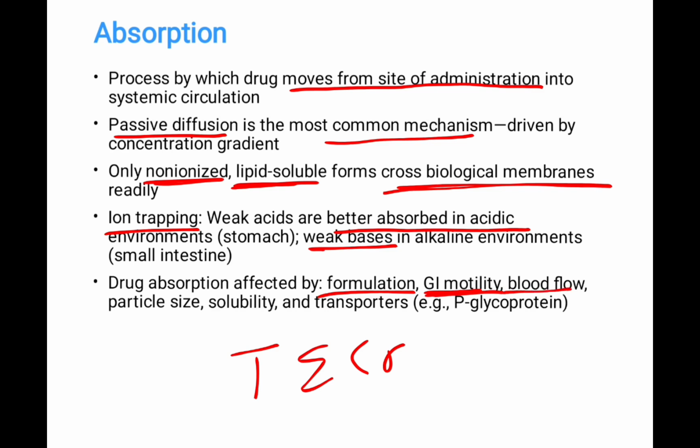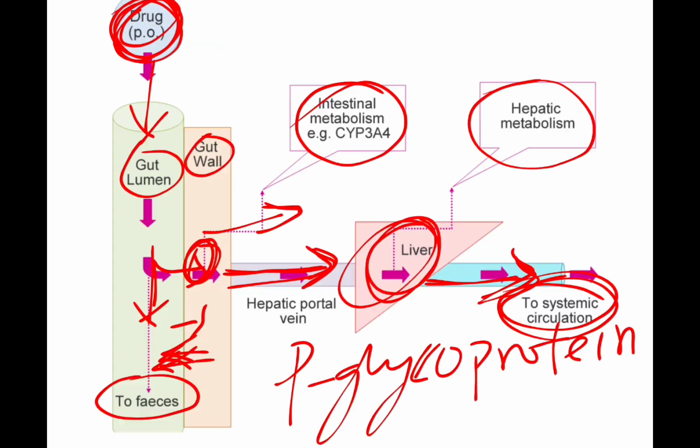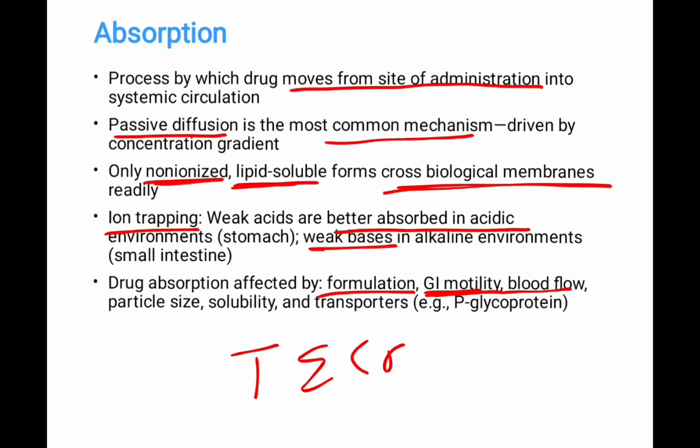Blood flow increases absorption. The higher the rate of blood flow, the higher the absorption, because when this drug passes the gut wall, it has to enter into what? Portal circulation. So the blood carries it. So the higher the blood flow, the higher the rate of absorption. The particle size also determines it. The larger the particle, the less the absorption. The smaller the particle, the higher the absorption.